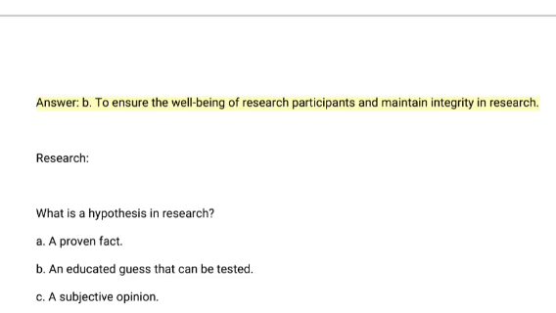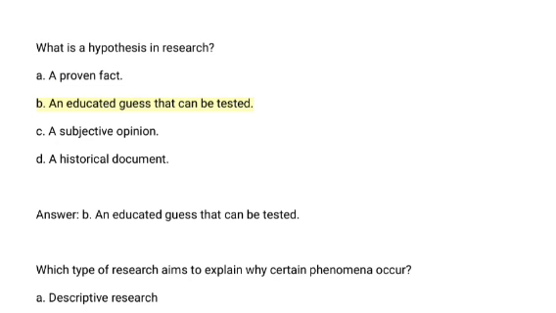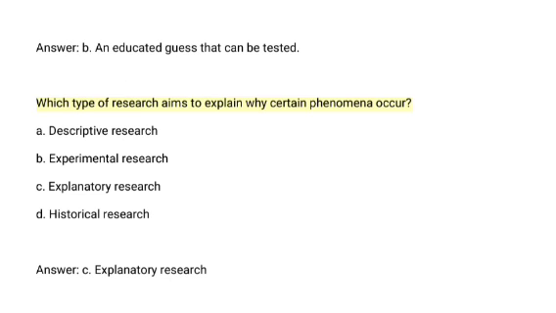Research. What is a hypothesis in research? A. A proven fact. B. An educated guess that can be tested. C. A subjective opinion. D. A historical document. Answer: B. An educated guess that can be tested.